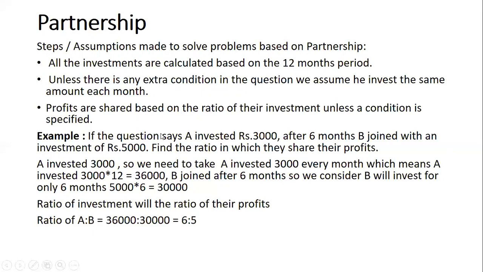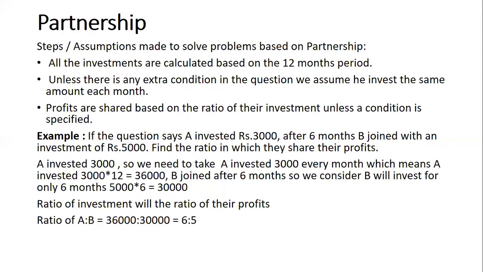For example, if the question says A invested rupees 3000, it means A is investing 3000 rupees every month for 12 months. So 3000 into 12, he will be investing 36,000 rupees. After 6 months, B joined with an investment of 5,000. We know the lock-in period is 12 months, but B is joining only after 6 months. So B will be in the partnership deal for only 6 months, and each month he will be paying 5,000 rupees. So the total investment paid by him will be 30,000. So the ratio will be 36,000 is to 30,000, which is 6 is to 5.